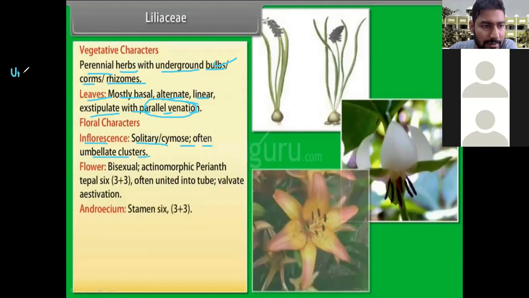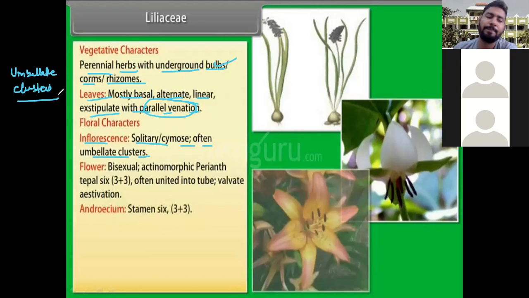Very important. Umbellate cluster inflorescence here. It has given the umbellate clusters. Okay, so this is very important. The inflorescence may be solitary cymose. Often means most of the time they have the umbellate cluster. Umbellate means umbel-like. They have the umbellate cluster.